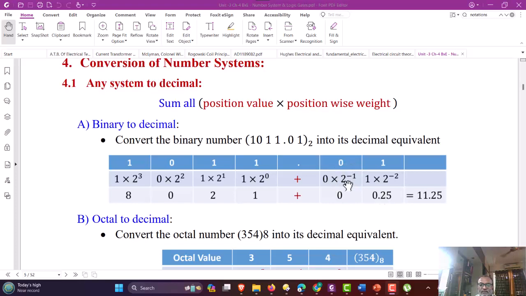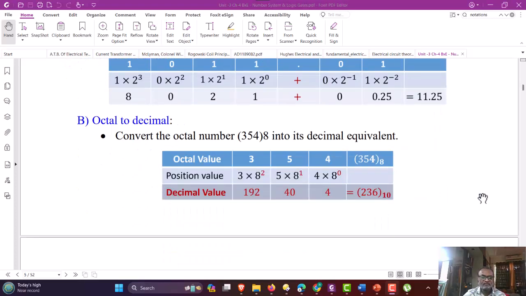So the first position has the position weight 2 raised to minus 1, so 0 into 2 raised to minus 1 is 0. The second position digit is 1. 1 into 2 raised to minus 2 is 0.25. So 0 plus 0.25 is 0.25. So therefore, the number 1011.01 binary corresponds to 11.25.